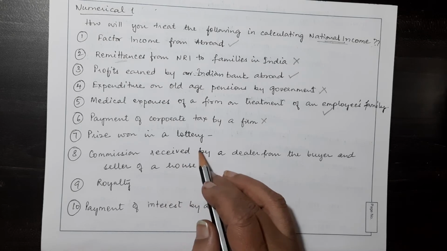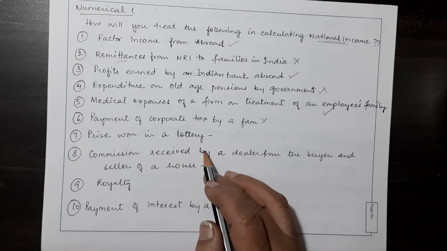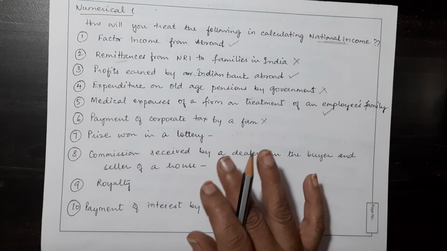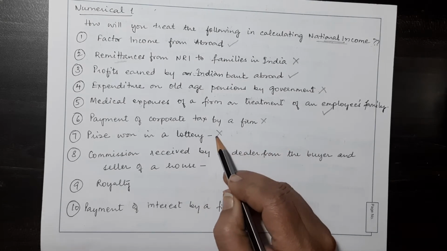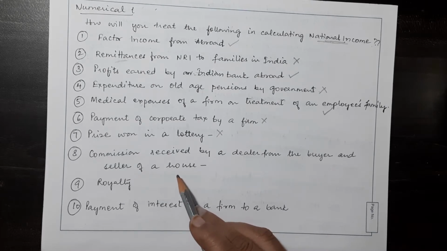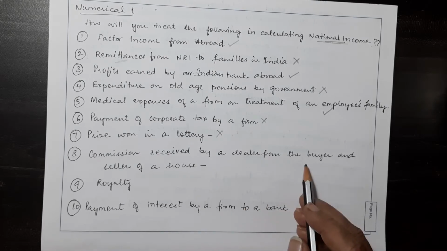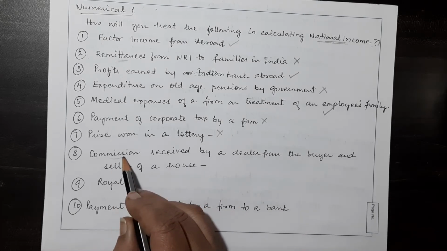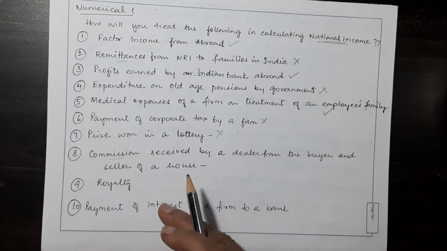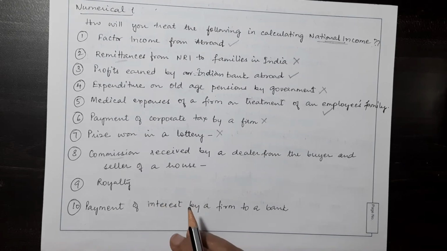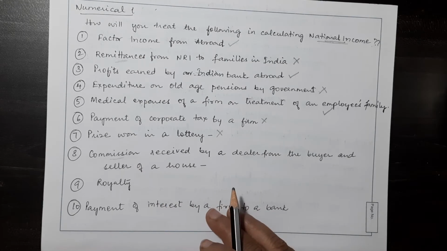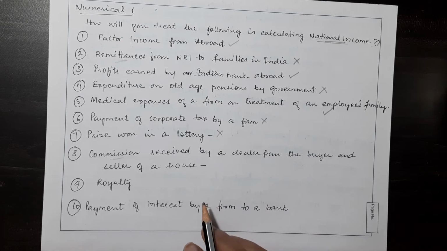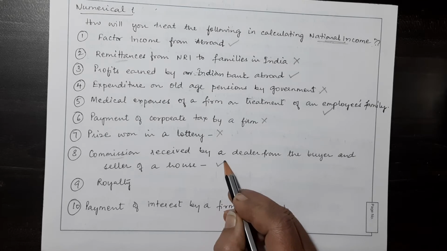Prize won in a lottery. Will this be included? No, because it's a windfall gain and not an income. So it will not be included in the national income. Then commission received by a dealer from a buyer and seller of a house. So this is a commission on the sale of second-hand goods. So it is a factor income, because any commission paid to facilitate the sale of a house is a fresh production activity. So this will be included in the national income.